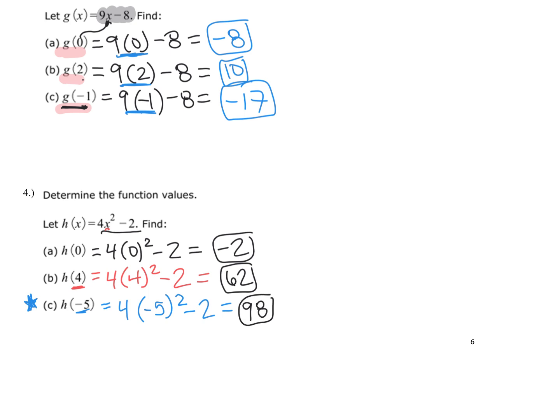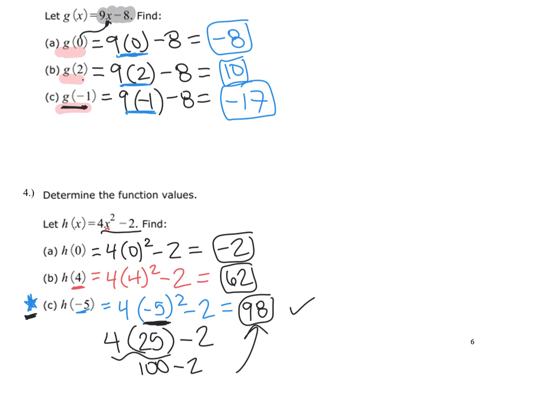And like I said, be careful on this problem because this negative 5 squared, if you don't use parentheses and you type it in your calculator, you will get it wrong because it does order of operations. It'll square the 5 and then multiply by negative 1 if you don't use parentheses. But we know that negative 5 squared would be negative 5 times negative 5, which is positive 25. And then 4 times 25 is 100, minus 2 is 98. It's just really easy to make a mistake on that last one.